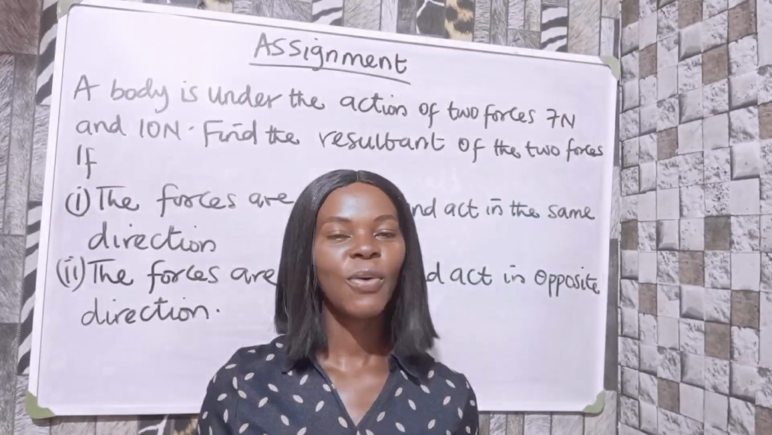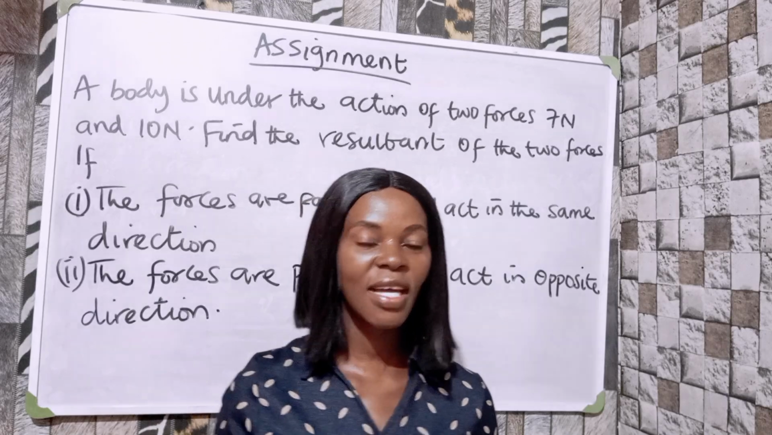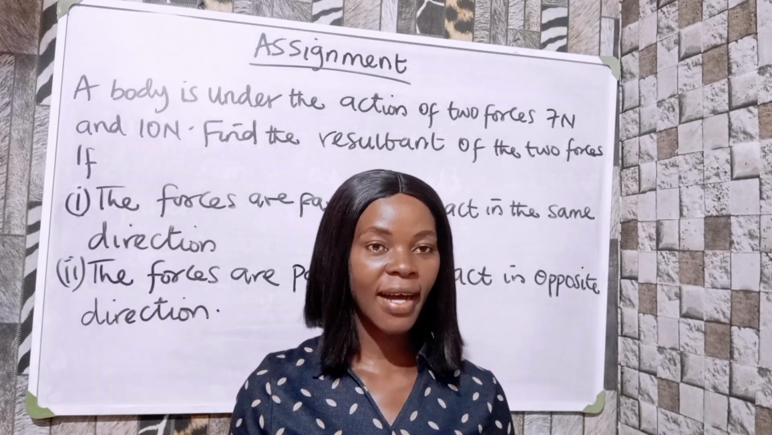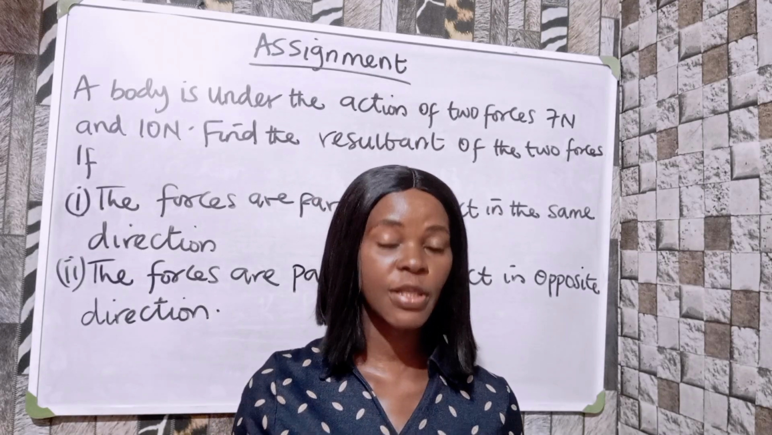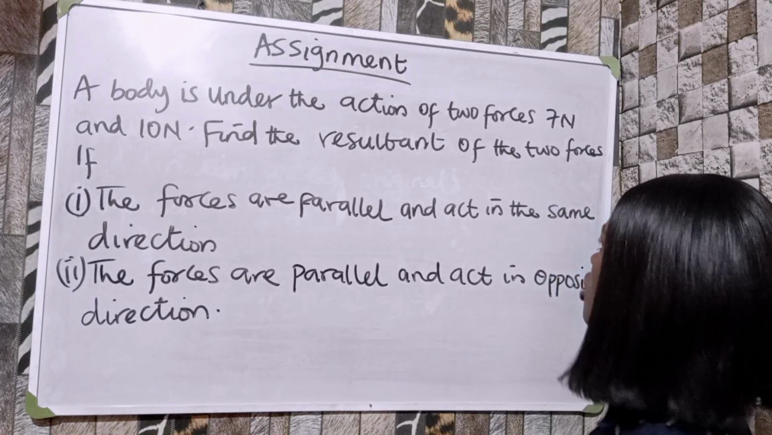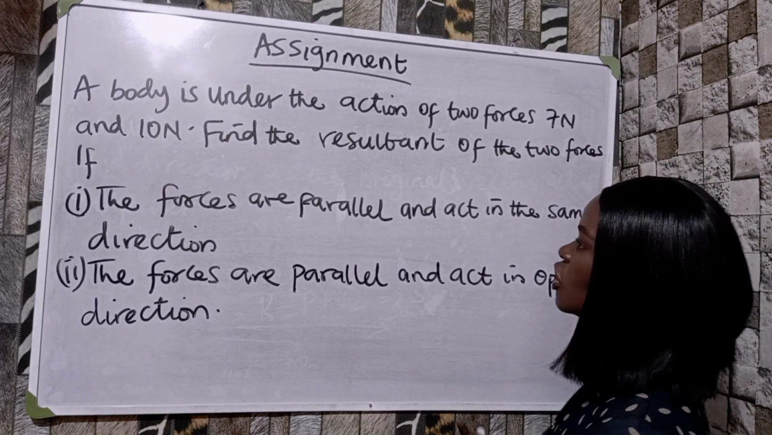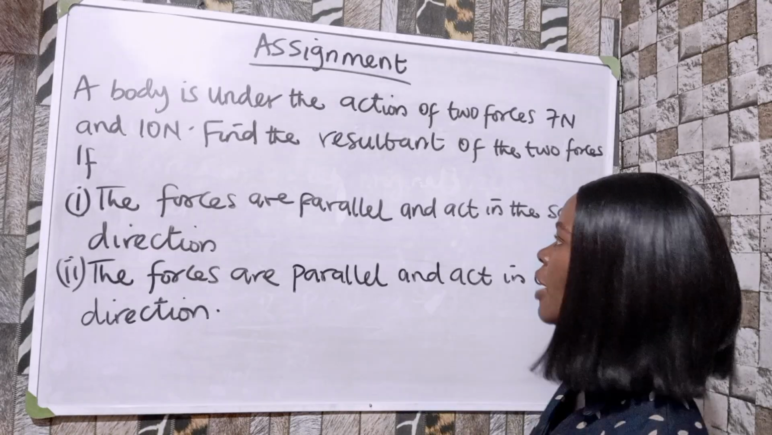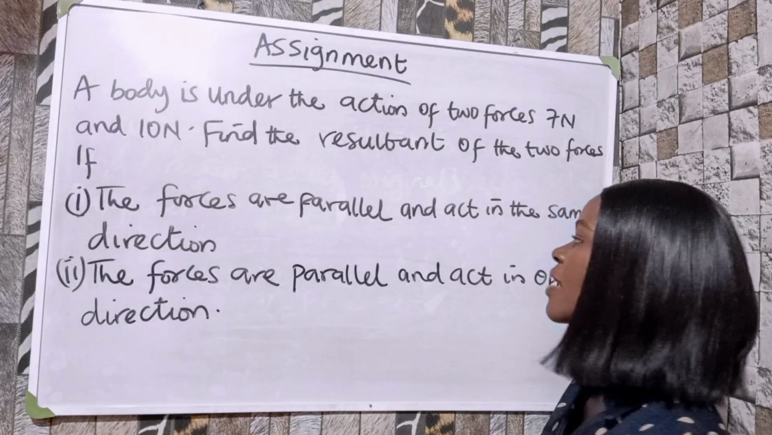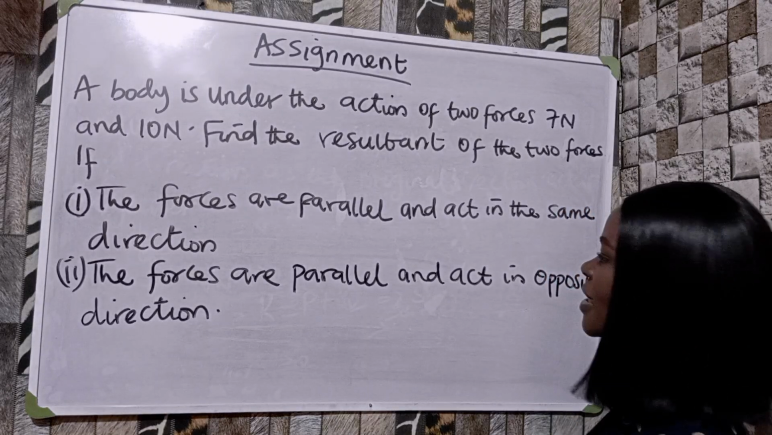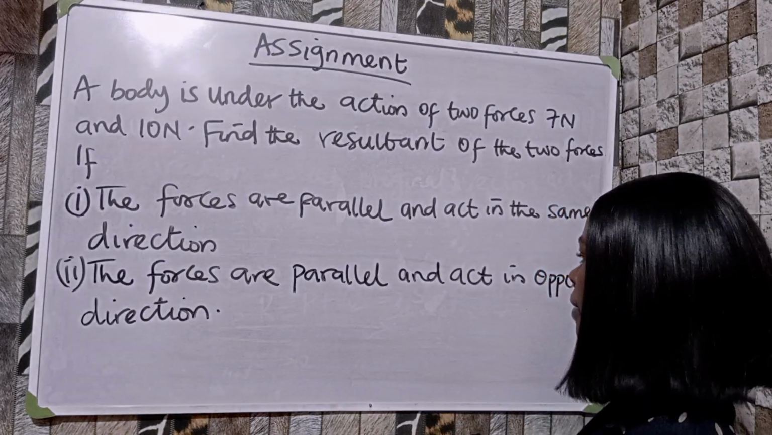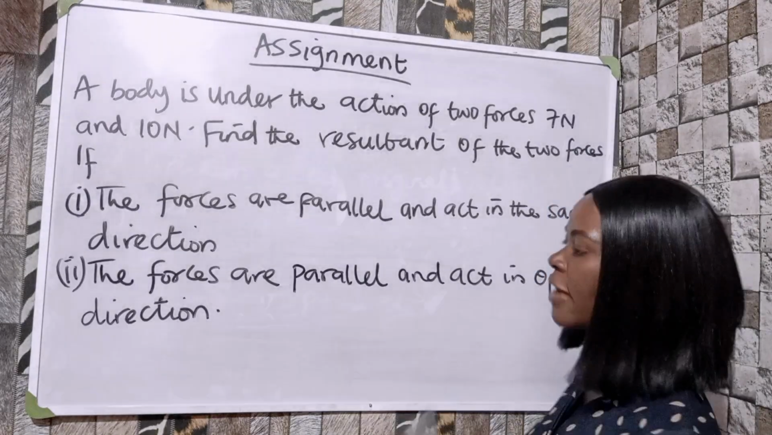But if two vectors are acting in opposite directions, you subtract them. So I'll be giving you assignments so that you can see whether you're following the class or whether you understand how we can add vectors. Believe me, it's very, very simple. So let's look at the assignment. A body is under the action of two forces, 7 Newton and 10 Newton. Find the resultant of the two forces, (i) if the forces are parallel and act in the same direction, (ii) if the forces are parallel and act in opposite directions.